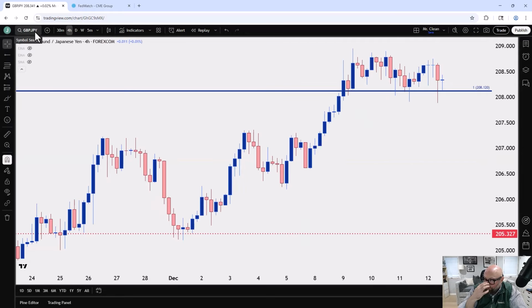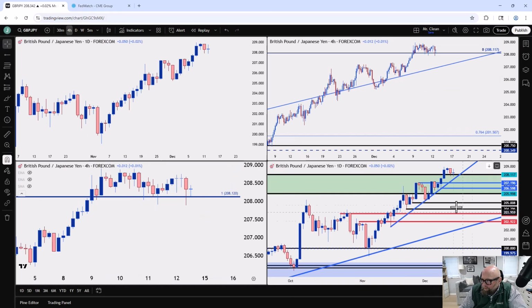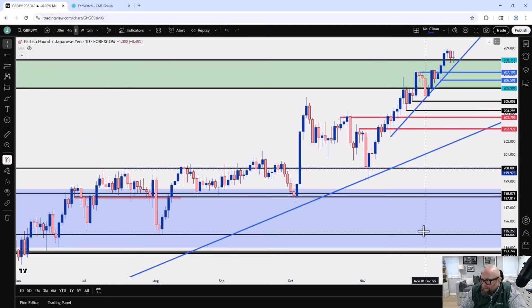But like I said a little earlier, I'm starting to like euro for strength a bit more than sterling. But in pound yen, I got this one at a really big spot of support right now. This is the 2024 swing high.